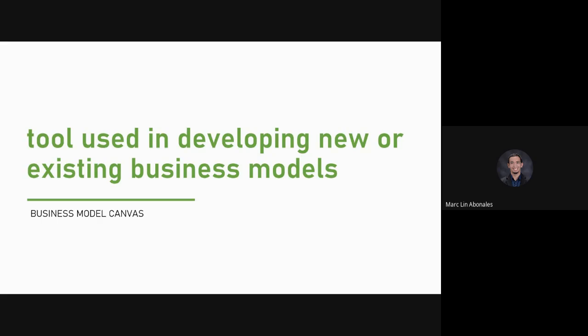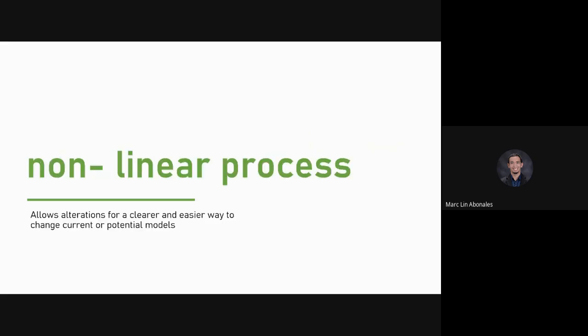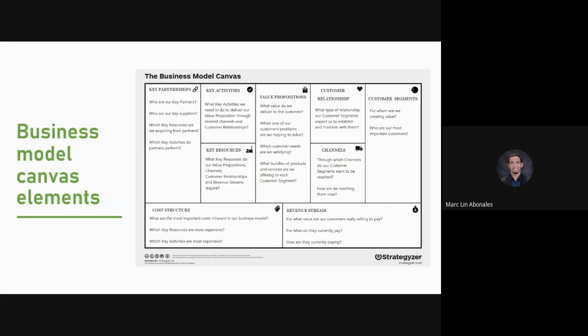And for a business model canvas, it is a non-linear process. So it allows for the effects of alterations in one area to be clear, making it easier to play around with changes to current or potential models. So this is the canvas, the business model canvas. I will explain each of the elements included here in the business model canvas.